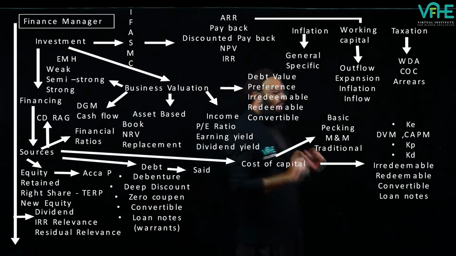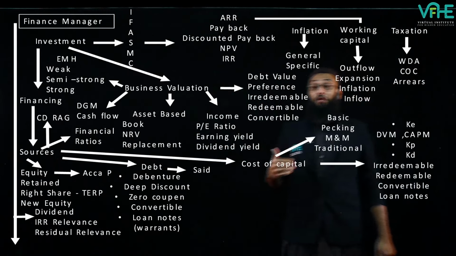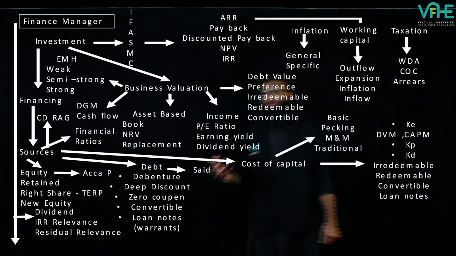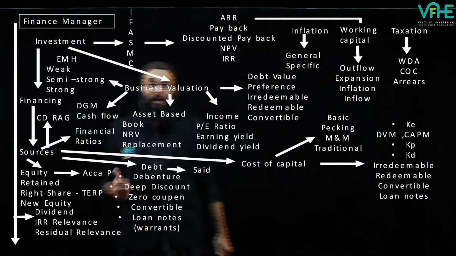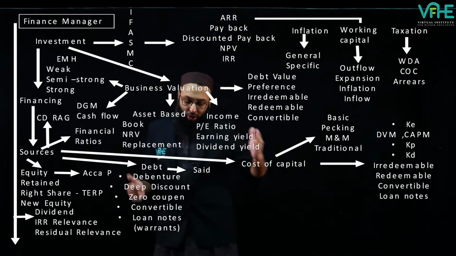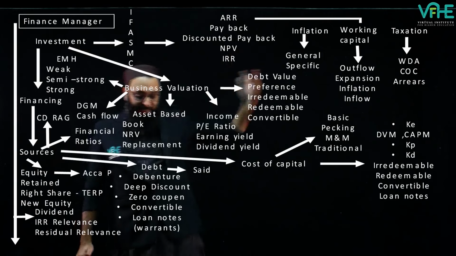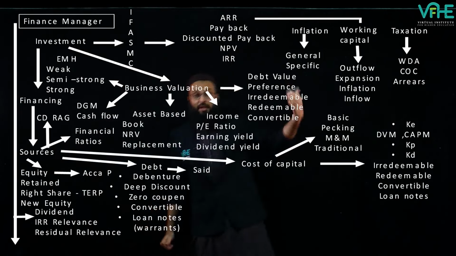So what relevance theory says is that if you want to make them happy, always inform them and use a stable or a rising dividend policy. Stable or a rising dividend policy.